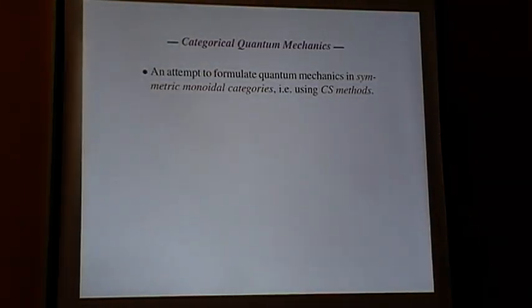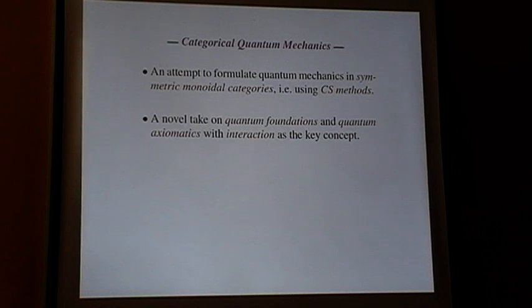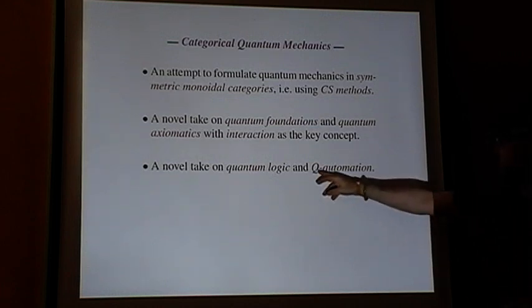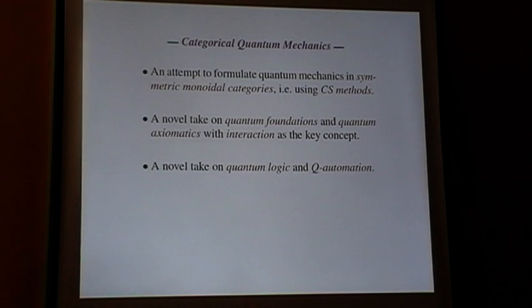So this is a talk about categorical quantum mechanics, which we heard also about in the previous talk. It's an attempt to formulate quantum mechanics in terms of symmetric monoidal categories, basically using computer science methods. It's kind of an overtake of quantum foundations and quantum axiomatics, where you take interaction between systems as the primal concept, rather than, for example, measurement, as a lot of quantum logic programs did. In the vein of logic, it's actually a new take on quantum logic, and which is genuine logic in the sense that you can automate it, like that's what the guys are doing, who are developing this Quantomatic software.